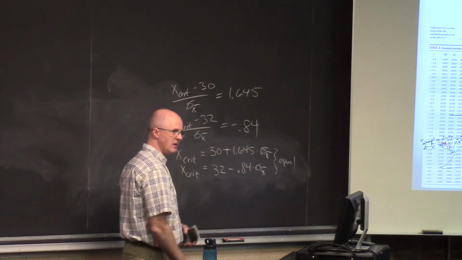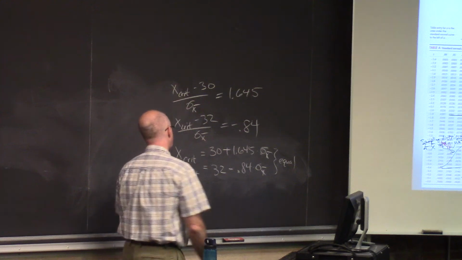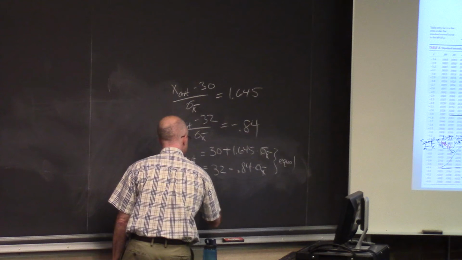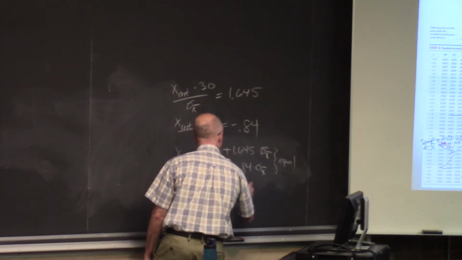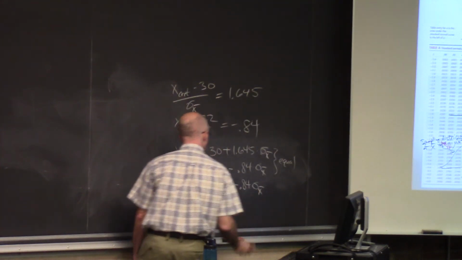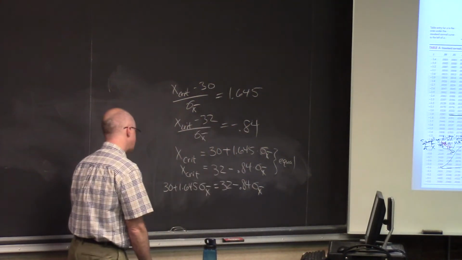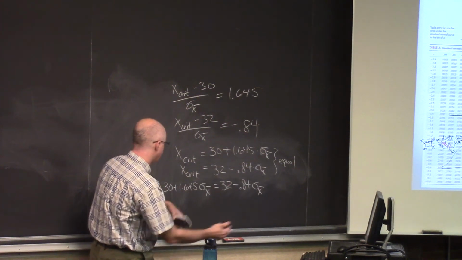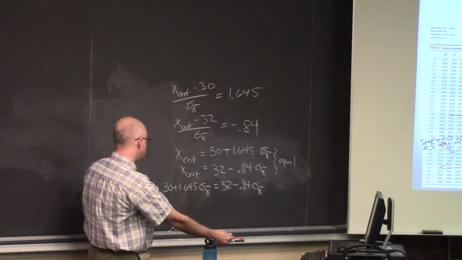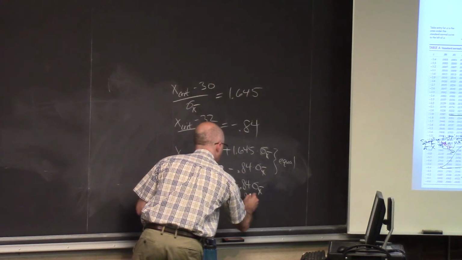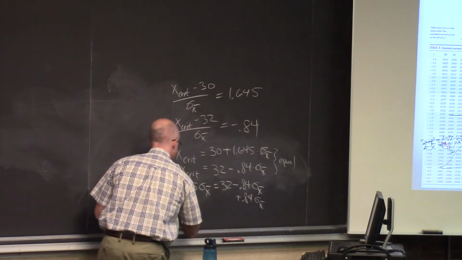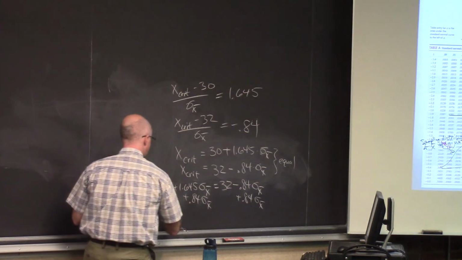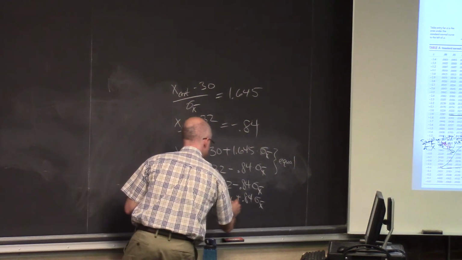You might want to write those on one line. I probably better do that. 30 plus 1.645 sigma sub x bar equals 32 minus 0.84 sigma sub x bar. Solve that equation for sigma sub x bar. It's a linear equation in that quantity. Isolate sigma sub x bar on the left, say, and the other numbers on the right. I need to add 0.84 sigma sub x bar to both sides so that the sigma sub x bars are on the left, and also subtract 30 from both sides.